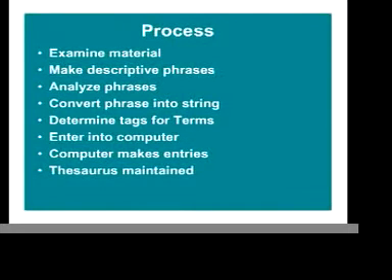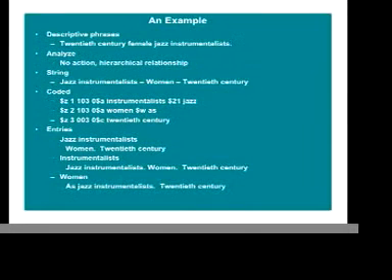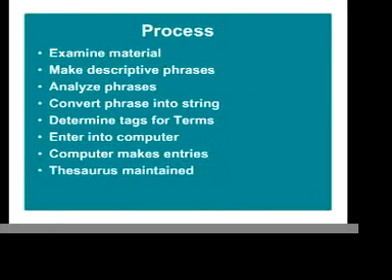The indexing process begins fairly conventionally, with the indexer examining the material to determine its aboutness. Having done so, the indexer makes between 1 and 4 descriptive phrases that cover the overall content of the work. In the example we will use, the phrase is 20th century female jazz instrumentalists. These phrases should be worded in the passive voice.